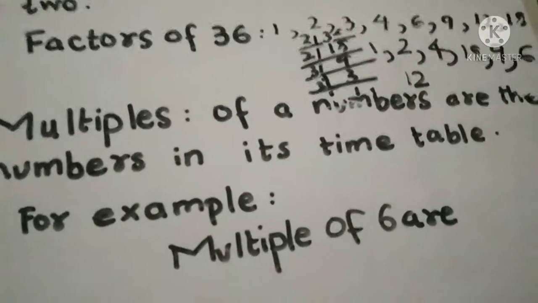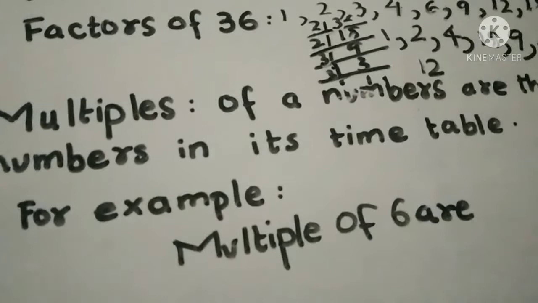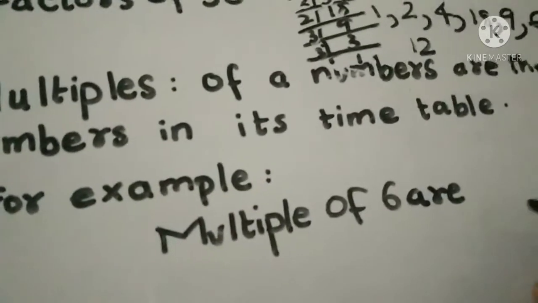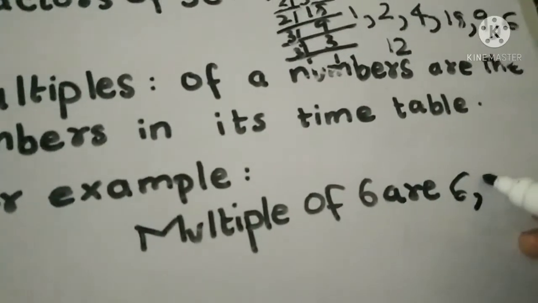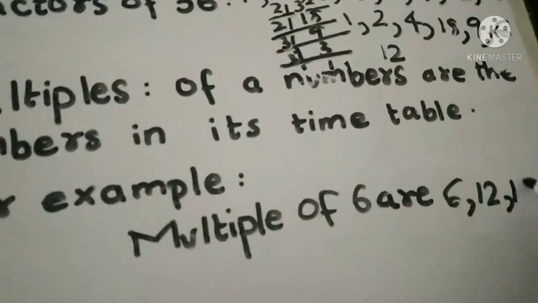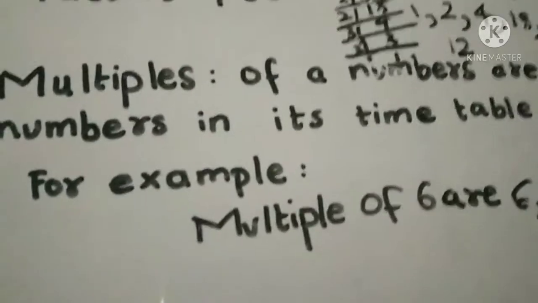Multiples. Multiples of a number is the table of that specific number. Multiple of 6 will be the table of 6: 6, 12, 18 and so on.